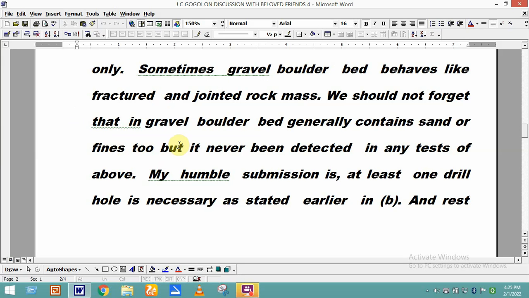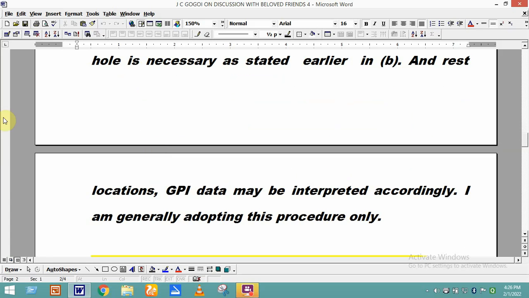I cannot go for a costly proposition. My client was a Government of India enterprise, so I suggested at least two holes, one at the bank and one at midstream. I shall conduct two holes up to the required depth using the triple tube method, as discussed earlier, and for the rest I shall calculate on the basis of geophysical investigation data.